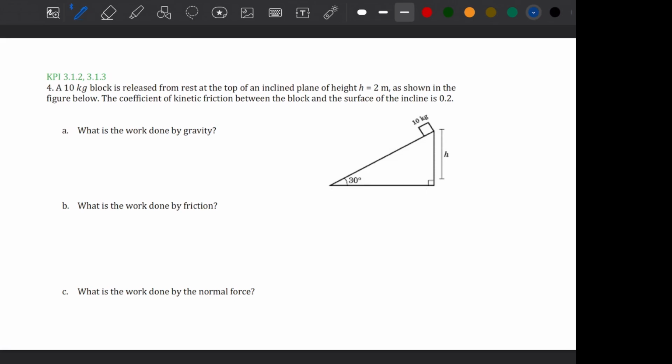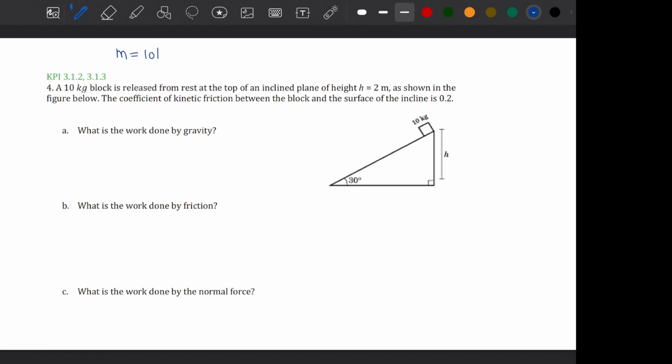In this video, we are going to look at a problem on inclined planes, how to calculate the work done for an object which is placed on an inclined plane. So we have got a 10 kg block. It's released from rest at the top of an inclined plane of height 2 meters, as shown in the figure below. So let's just write down that information.